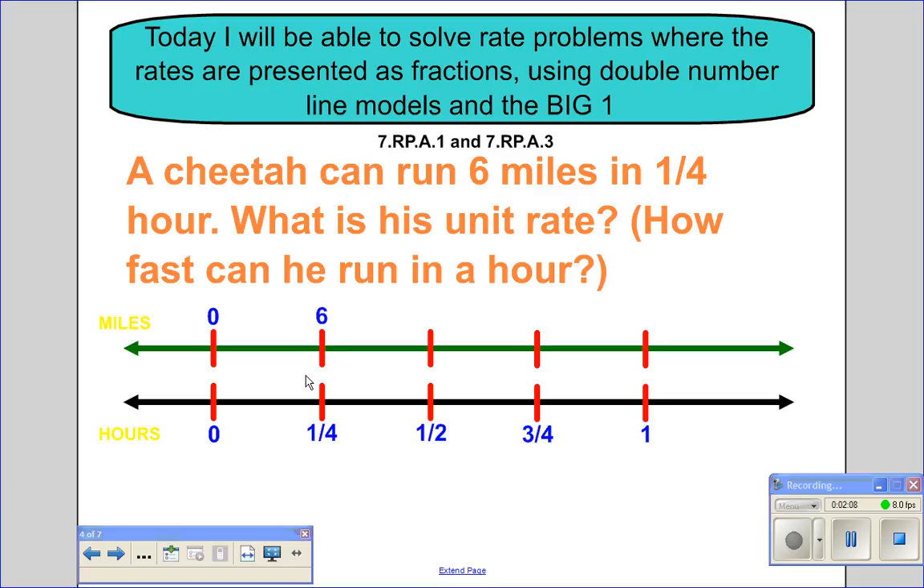So if in 1 unit, in 1 quarter of an hour, he could run 6 miles, in another quarter hour, he could run another 6 miles, which is 12 miles in a half an hour. Another quarter of an hour, and he could run another 6 miles, which will be 18 miles. And if we continue at this rate of 6 miles every quarter of an hour, in 1 hour, he'll be able to run 24 miles. So really a rate of 6 miles in a quarter of an hour is the same proportion as 24 miles in 1 hour.